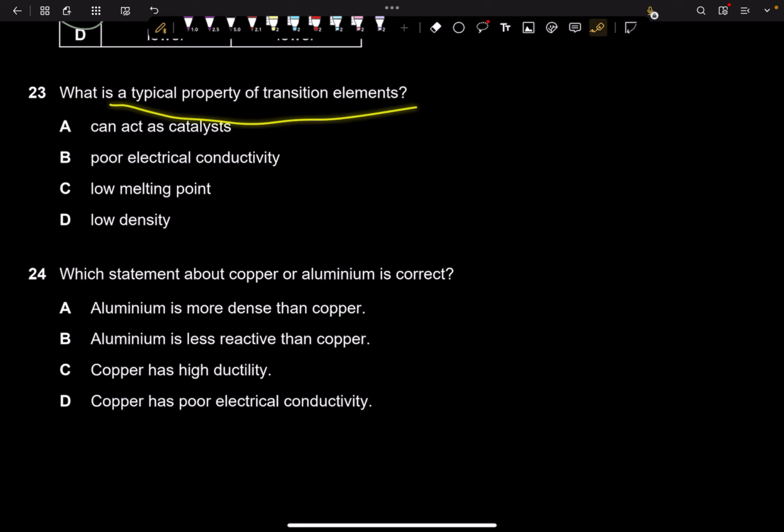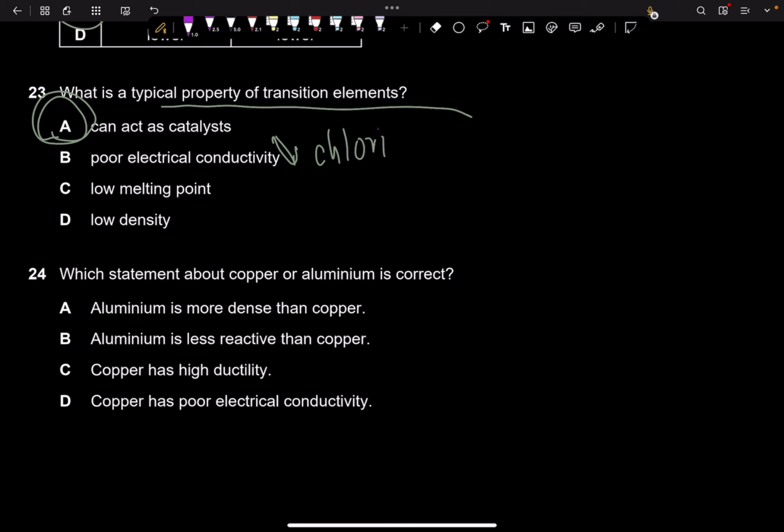Moving on, what is a typical property of a transition element: can act as a catalyst, poor electrical conductivity, low melting point, low density. What are they asking about? Typical property. Poor electrical conductivity is also a property of chlorine. Is chlorine then also a transition element? No. Low melting point is also true of carbon dioxide, so is carbon dioxide a transition element? No. Typical means something that only it has.